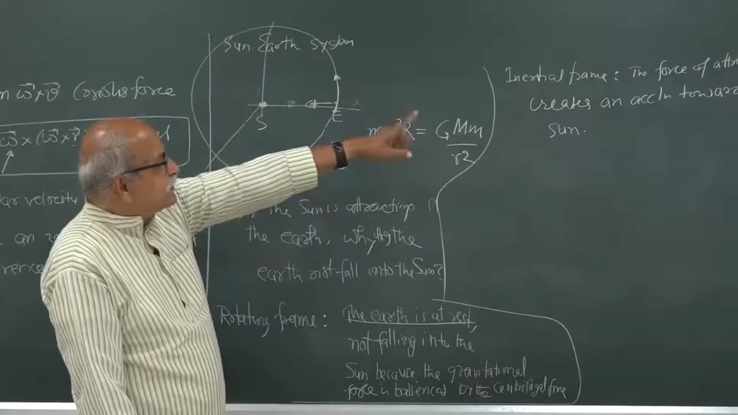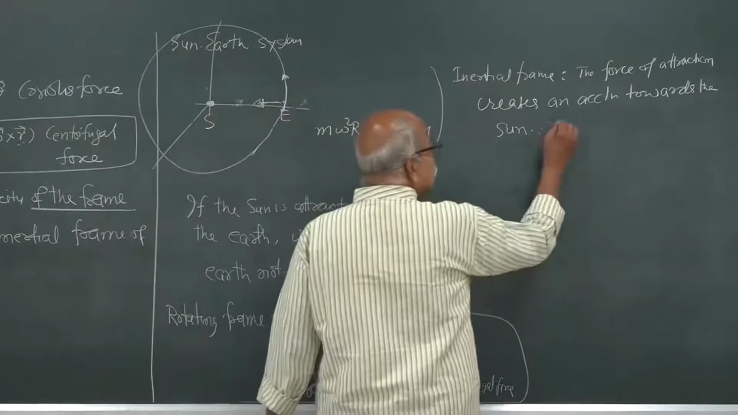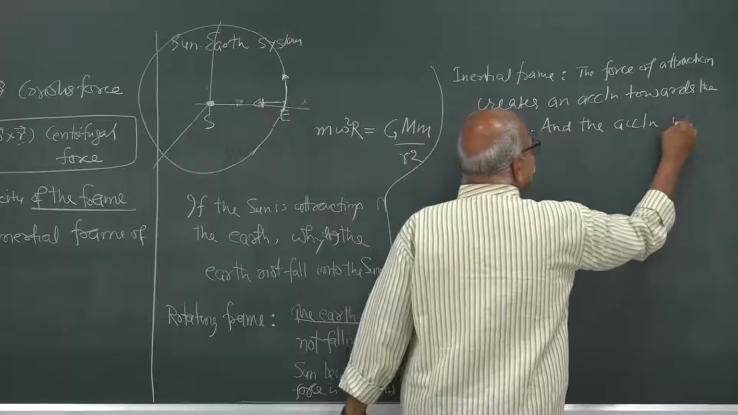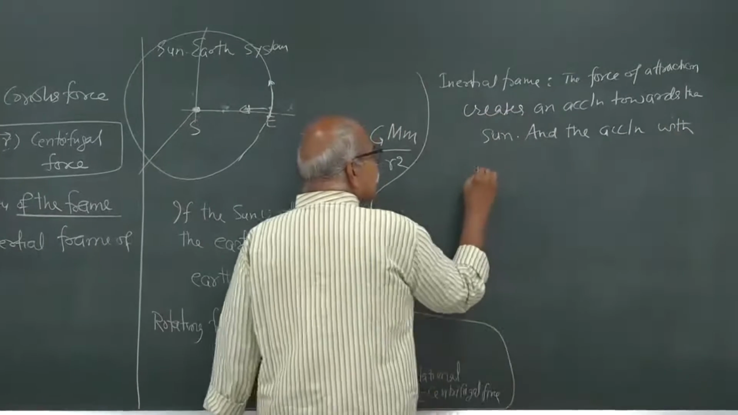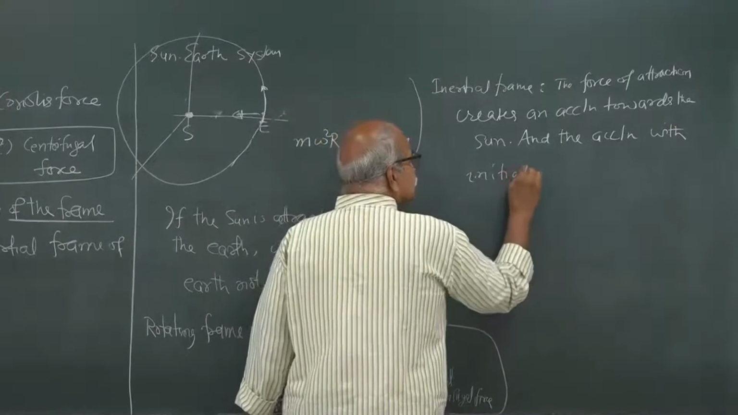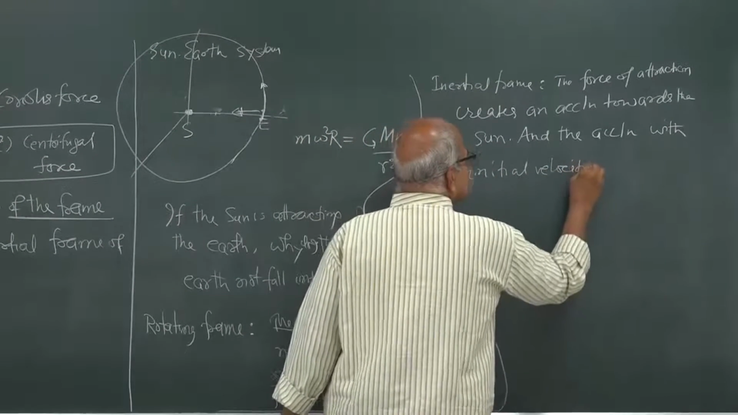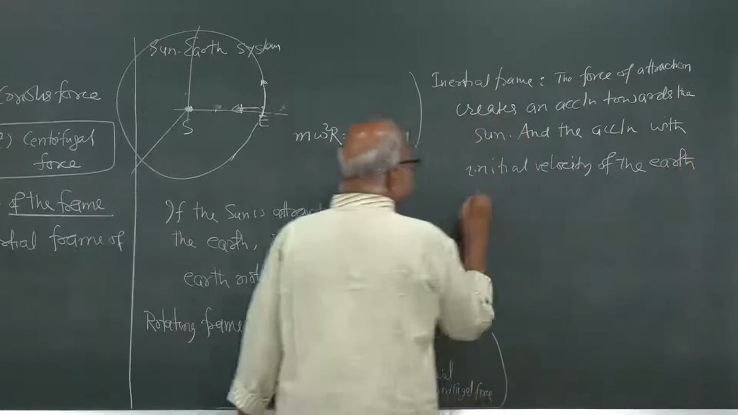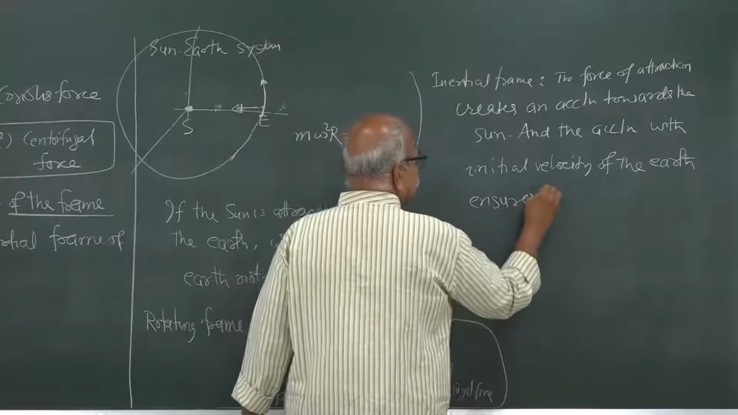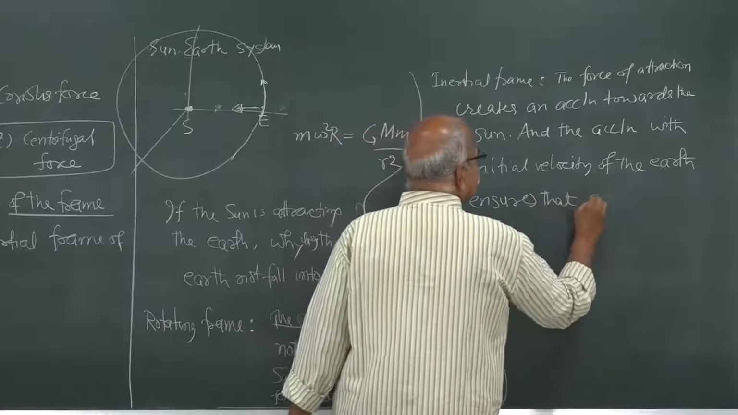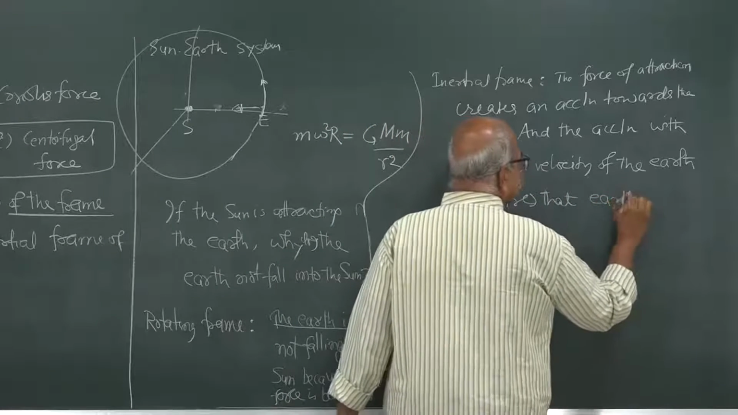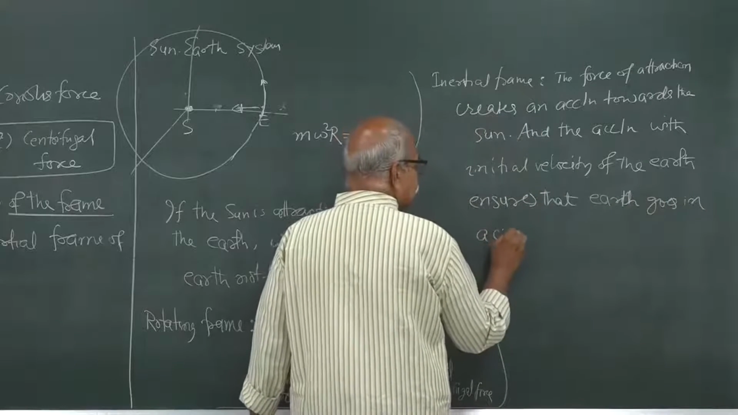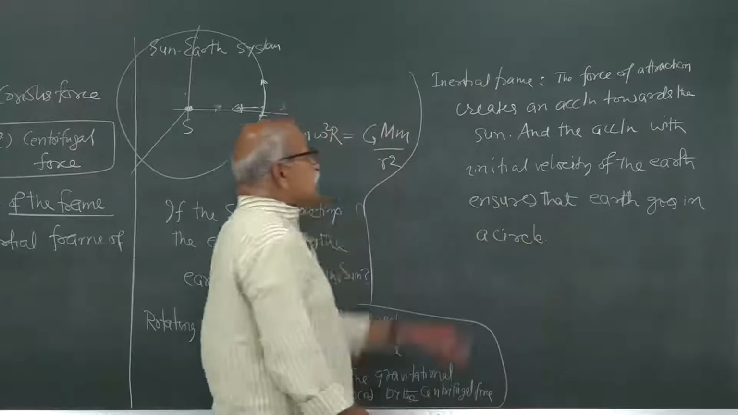So, this creates an acceleration towards the sun, and that acceleration with the initial velocity of the earth ensures that the earth goes in a circle. So, this explanation is also correct.